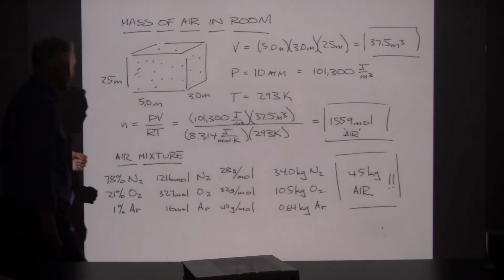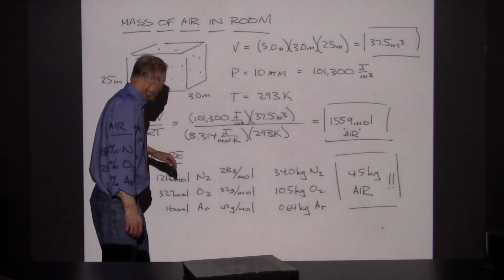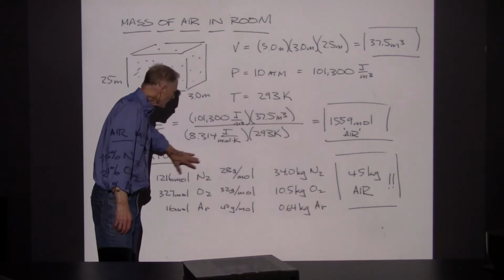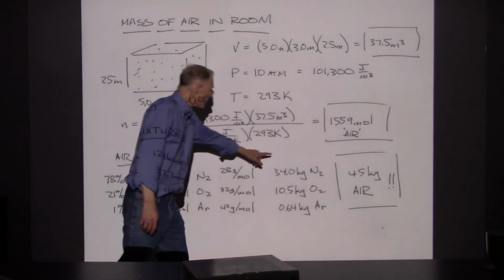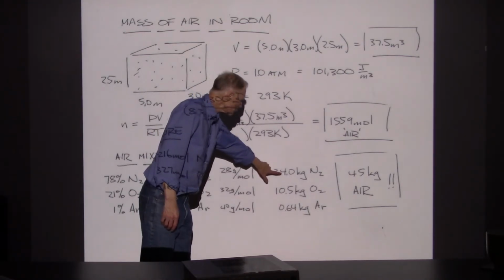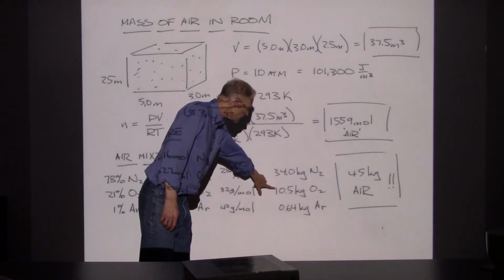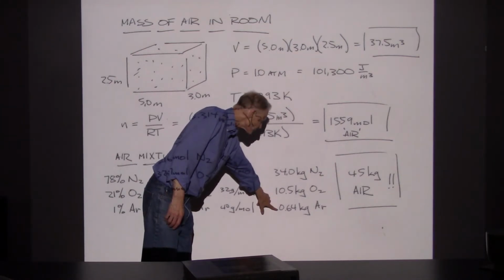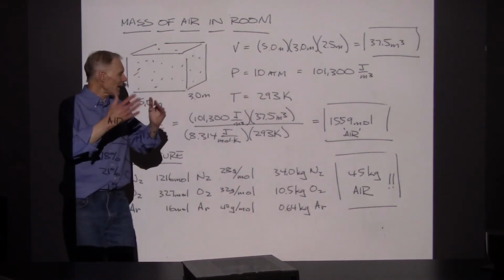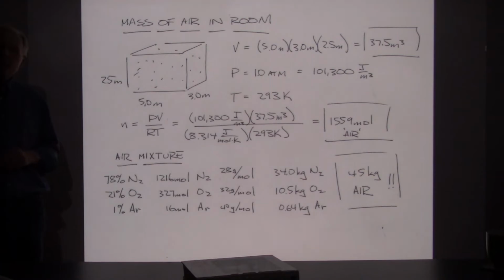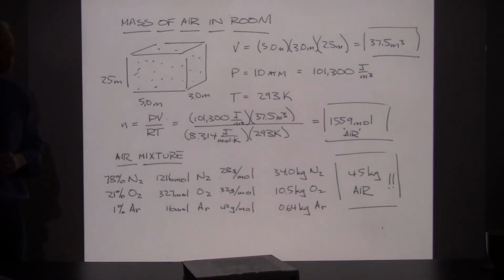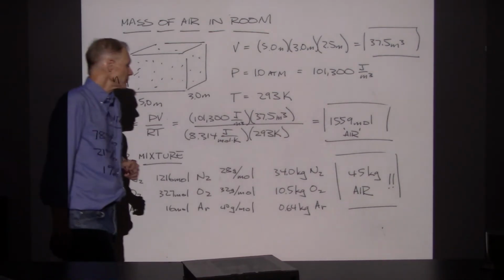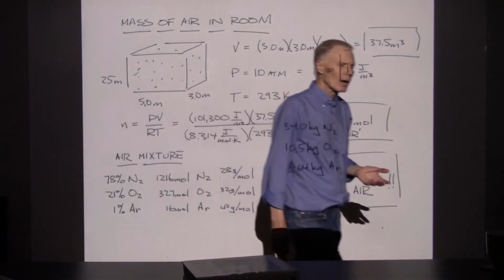Taking the number of moles and writing down the molar mass for each of these, that's the number of kilograms of nitrogen, the number of kilograms of oxygen, and the number of kilograms of argon. We add those together. We have 45 kilograms of air just in this part of the room. 45 kilograms, that's like 100 pounds of air.